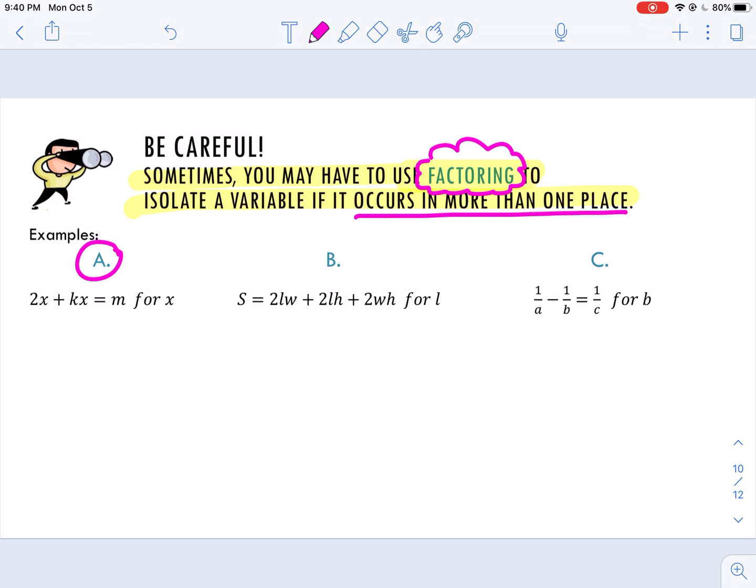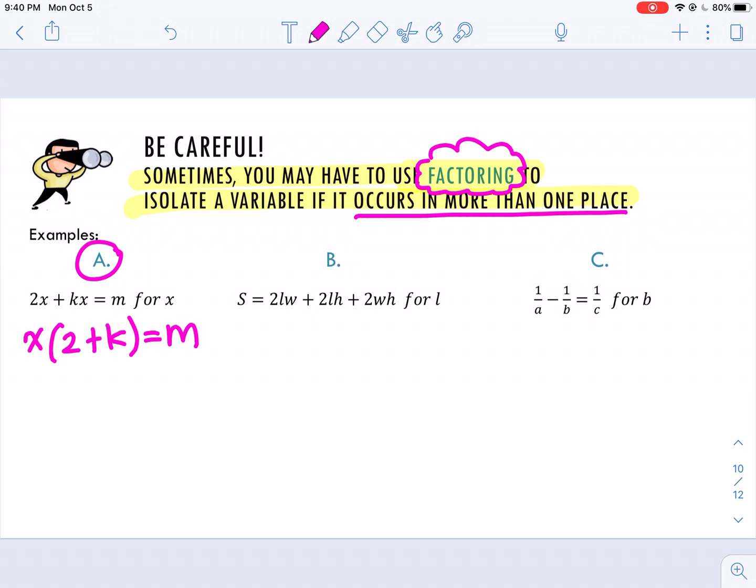Well, I take a look here. These 2 are like terms, but I can't do anything with those coefficients. 2 plus k, there's nothing I can do there. So what I'm going to do is to factor out my GCF, which in this case is x. So I'm left with x times the quantity 2 plus k is equal to m. Right? I can pull out that common factor of x.